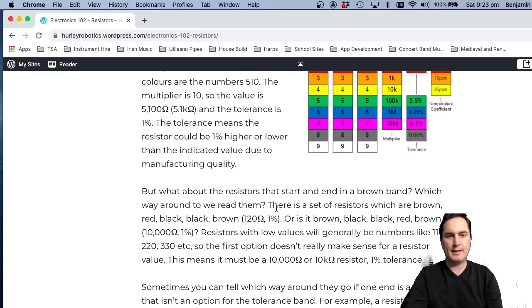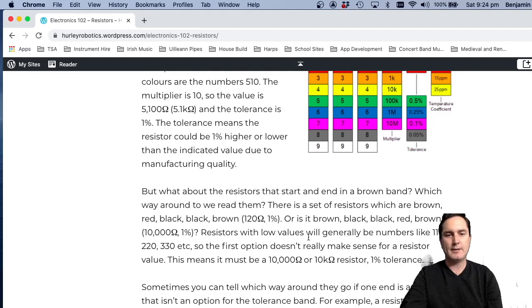What if we had a resistor that was brown, red, black, black, brown? That starts and finishes with brown, so the tolerance band could be either side. If you read it one way, it could be 120 ohms, 1%, or if you read it the other way, it could be 10,000 ohms, 1% tolerance.